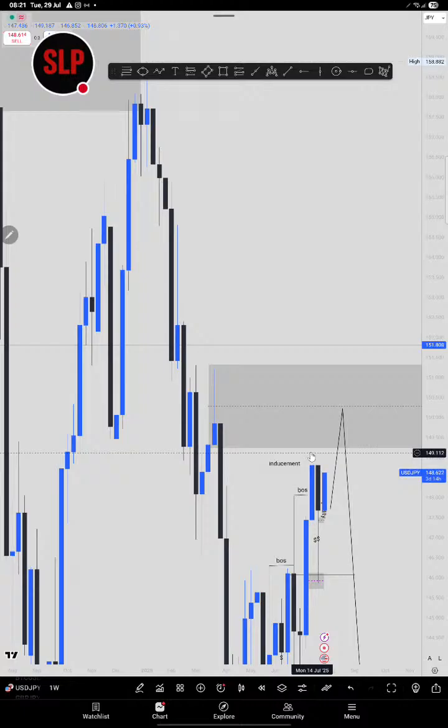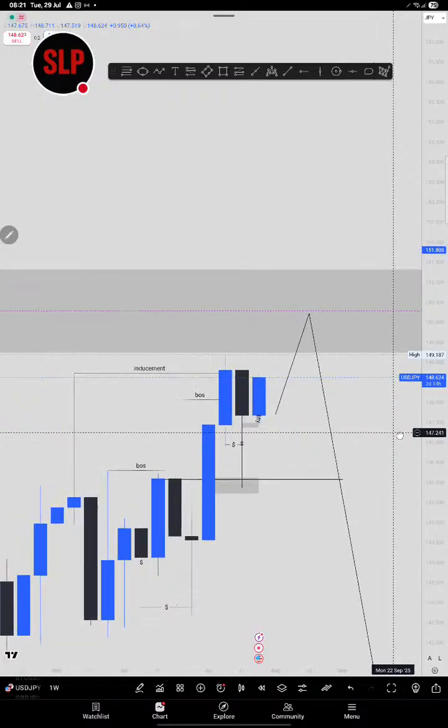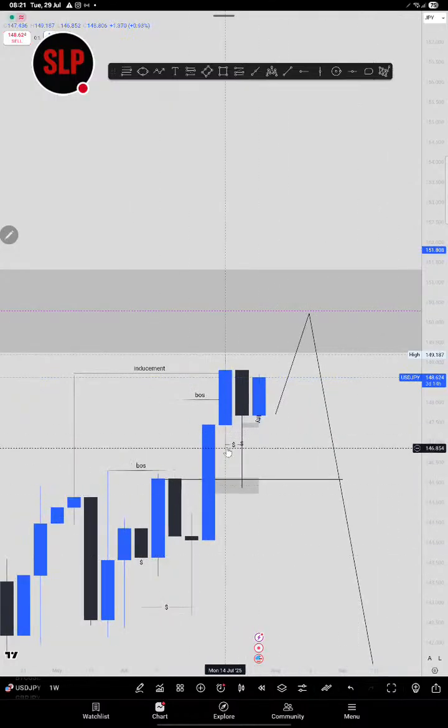I don't know which week this was, but I was expecting price on this 1 week time frame, like last week, to at least tap it before it starts reversing back down. But price did not tap into the POI. Price started reversing back down, and on the 1 week you can see that this is inducement and another block.